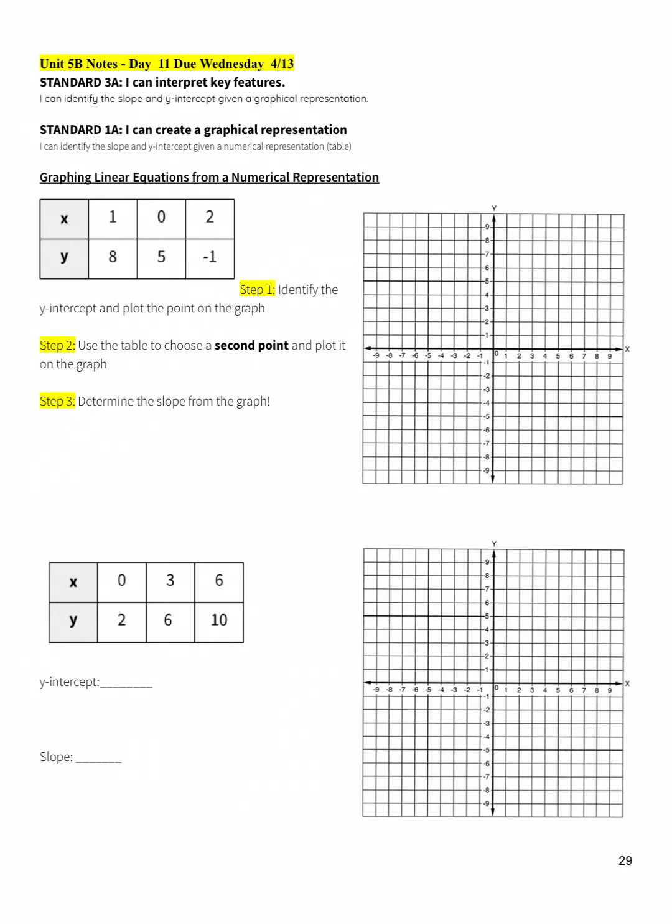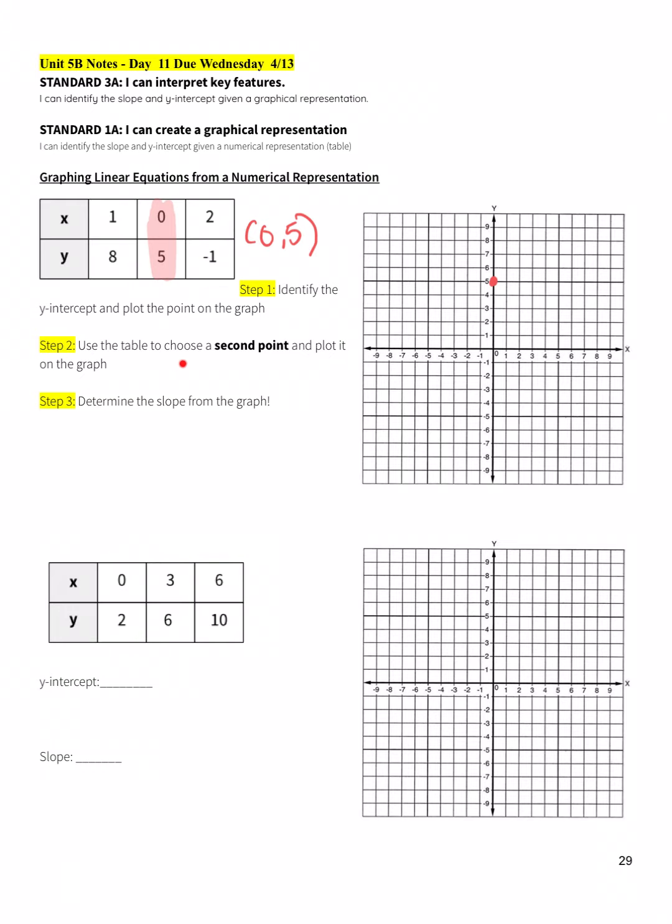So, 3 simple steps. Step 1, identify the y-intercept and plot the point on the graph. Remember, the y-intercept is when x is 0. So my y-intercept here would be 0, 5. So now that my step 1 is to find it, I'm going to identify it, and then I'm going to put it on the graph. So I found it, and now I'm putting it on the graph. That is the point 0, 5.